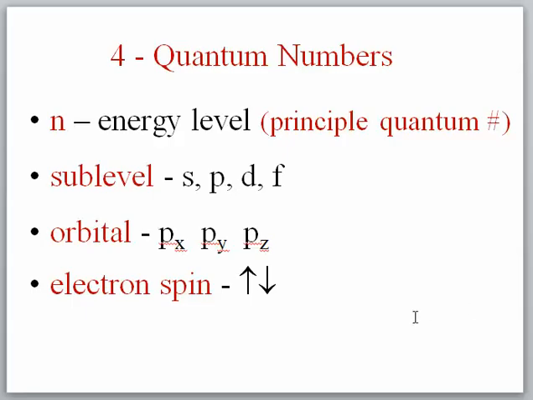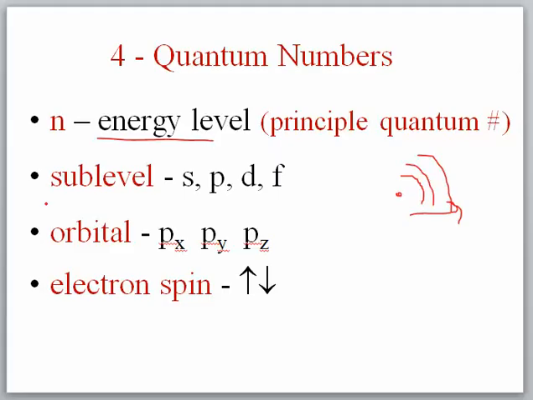There are 4 quantum numbers that help describe the location of the electron in the orbital. You have the principal energy level, or the N quantum number. This would be, if that's your nucleus, you've got energy level 1, 2, 3. These are the distance and energy of the electron.